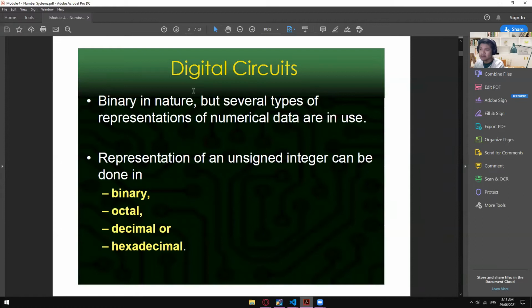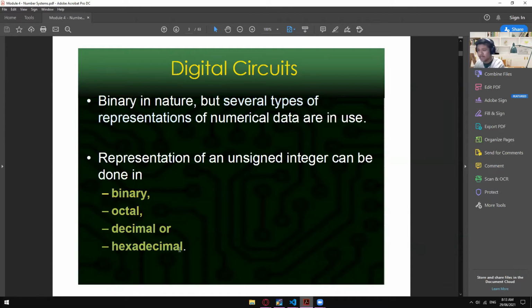So when we see digital circuits, it is binary in nature, but several types of representations of numerical data are in use. Okay. So when we see binary, it's actually 0 and 1 only. But sometimes it's not only 0 and 1, okay? Because we have other types of representations. Like, for example, an octal can contain a number of 0 to 7. A hexadecimal can contain a number 0 to 9, and then at the same time a letter A to F. Okay, so later on we'll discuss more about that.